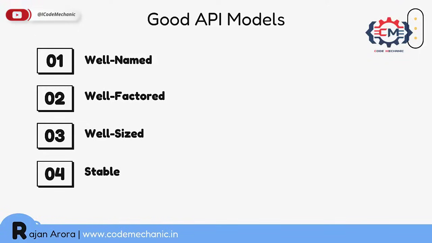Finally, try to get your model to be stable. Changes to your API model should be rare and, if absolutely required, should ideally only involve adding data, not changing or removing it. One way that you can get a more stable, more well-sized and well-factored model is to use intention-specific models for different operations, such as creating a new instance of a model versus a modification to a model.